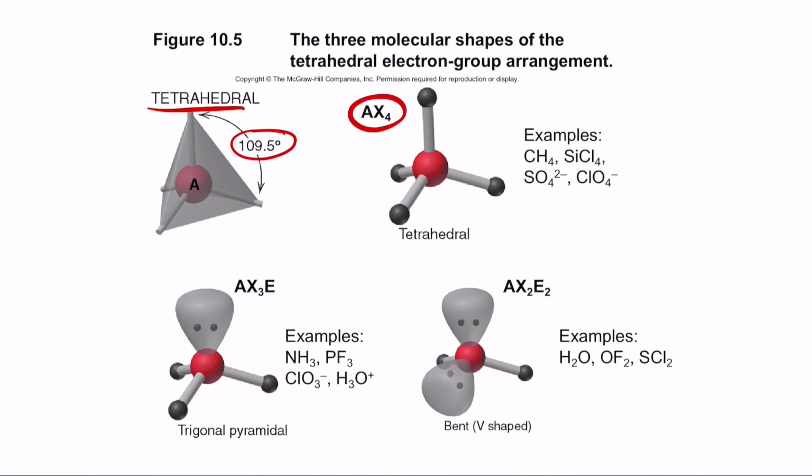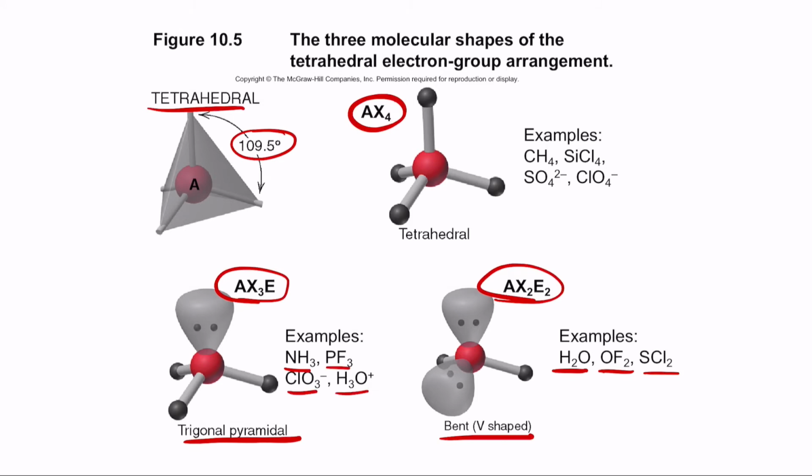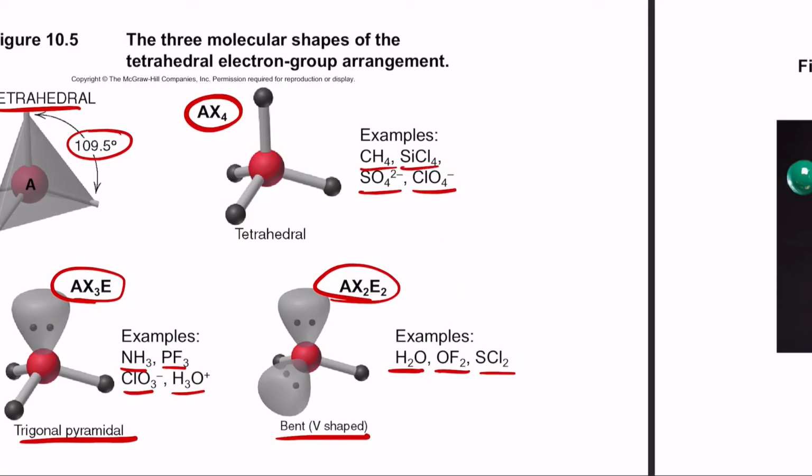Next, in AX4 you can have arrangements with one lone pair and two lone pairs. So when you have two lone pairs, you get a V-shaped structure. This is the common structure for H2O, OF2 and SCl2. AX3E is the trigonal pyramidal structure, which is common for NH3, PF3, ClO3- and H3O+. Tetrahedral structure is common for CH4, SiCl4, SO4 2- and ClO4-. So this is tetrahedral structure.